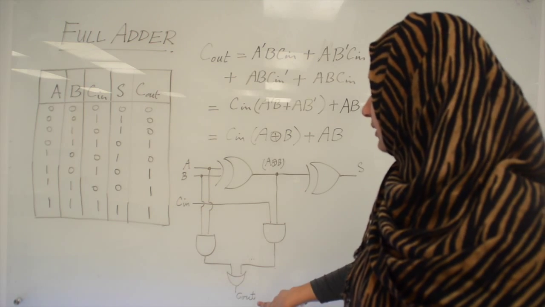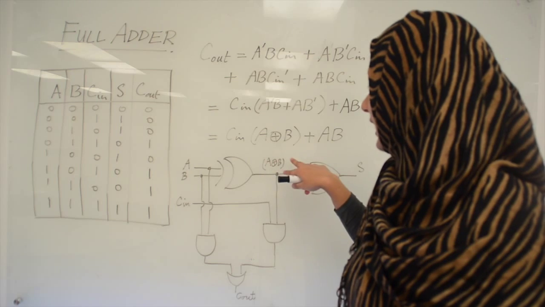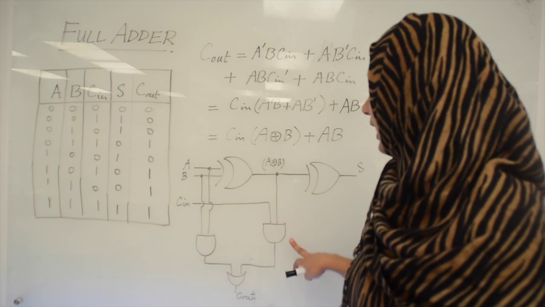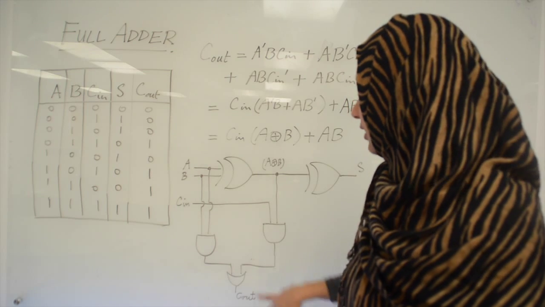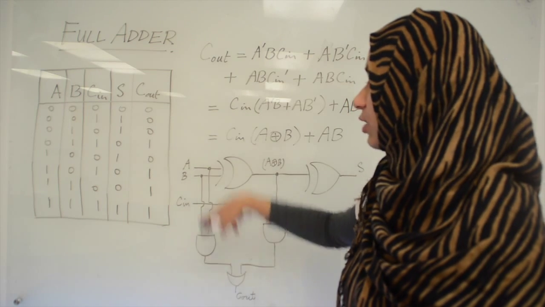And you get the carry out by taking the XOR of A and B and then passing it through the AND gate with the third input, and then OR it with the AND of A and B.